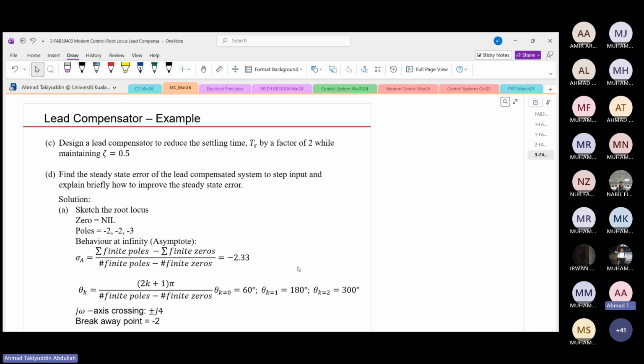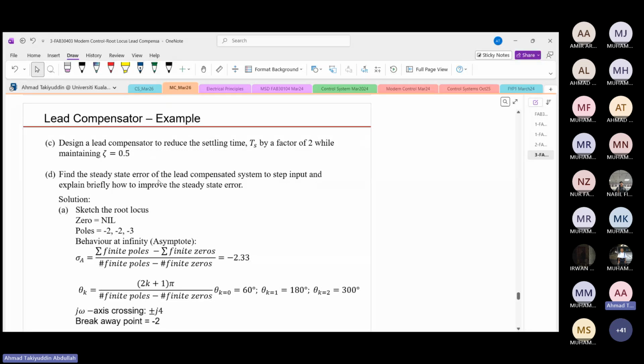So this is going to be the next part of the question, where you need to design a lead compensator to reduce the settling time, the TS, by a factor of 2. And you are going to still maintain the consideration at the same dominant poles where zeta equal 0.5. And then at last, for sub-question D, we are going to find the steady state error.